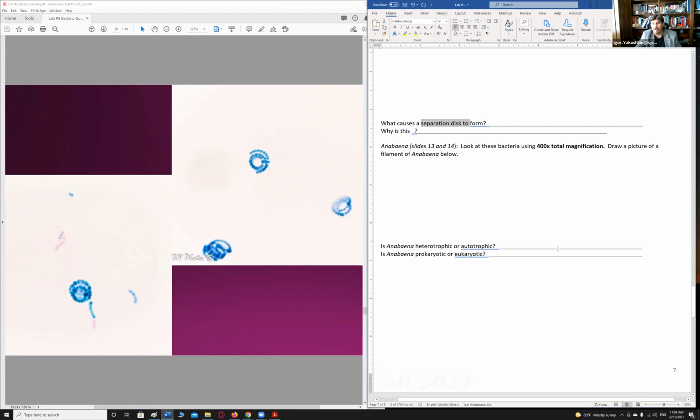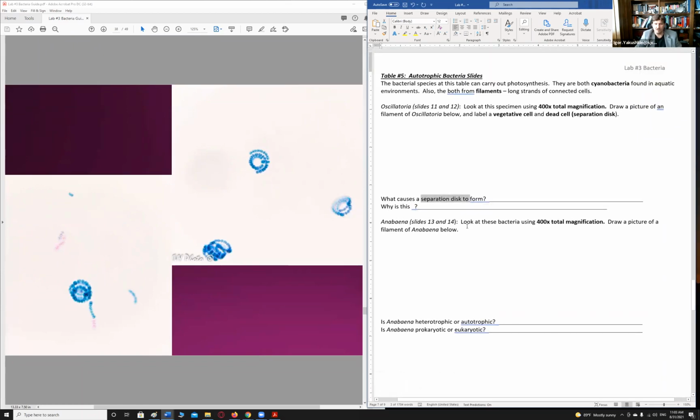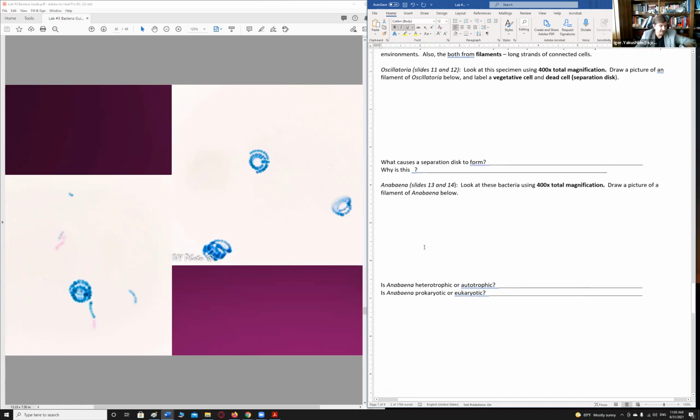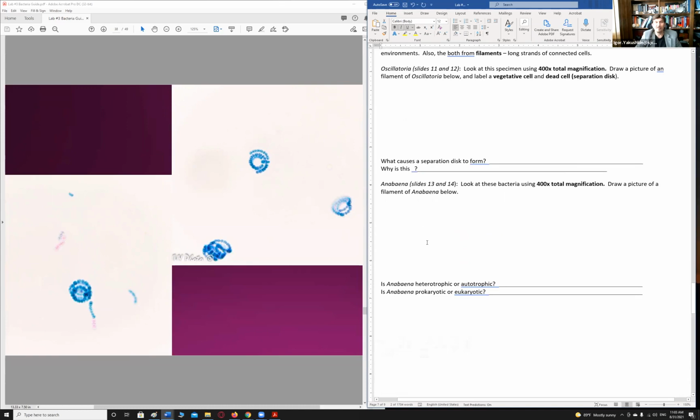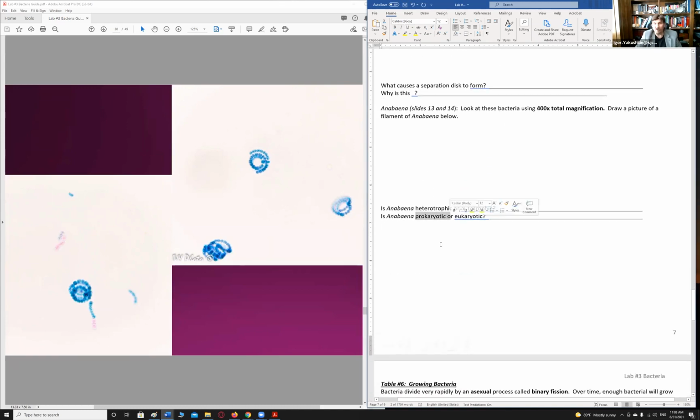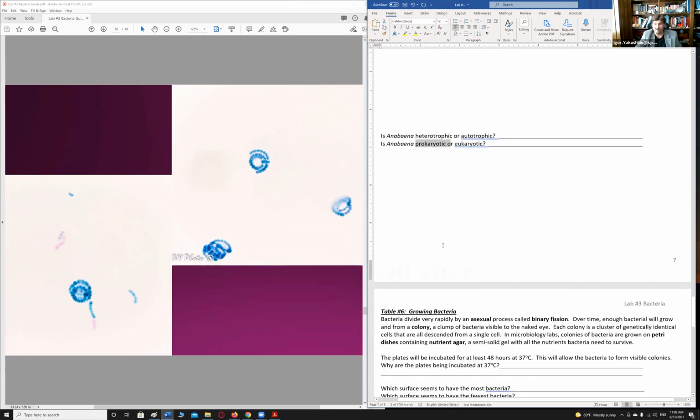photosynthetic bacteria. Is it autotrophic or heterotrophic? It's autotrophic bacteria. It's capable of photosynthesis. Is it a prokaryotic or eukaryotic? It is a bacteria. All of the bacteria are prokaryotic. If it's a bacteria, it's a prokaryote.